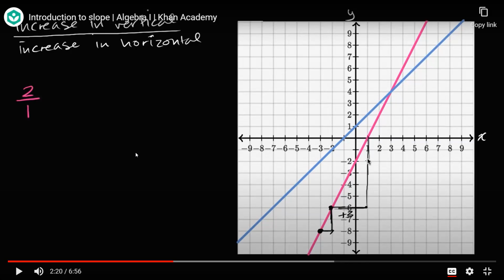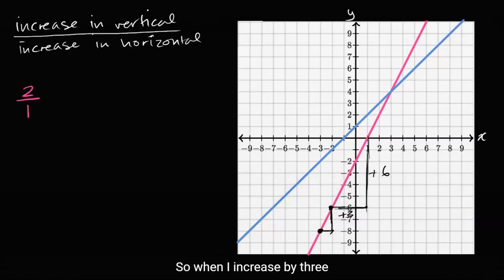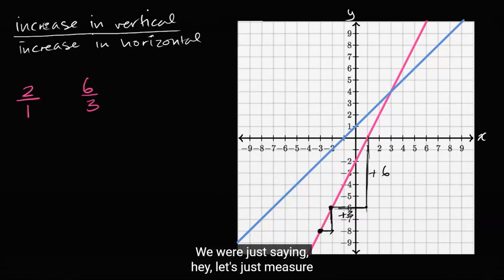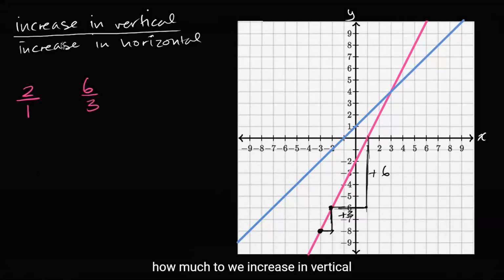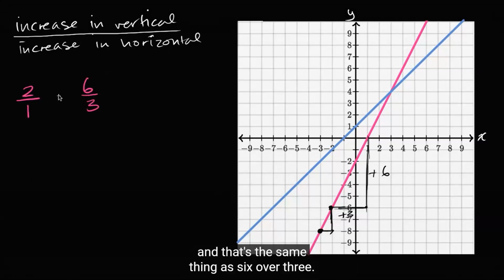So that's why reducing these fractions to their lowest terms, anytime you're dealing with slope, is a good idea. Increase by 6, so plus 6. So when I increase by 3 in the horizontal direction, I increase by 6 in the vertical. We're just saying, hey, let's just measure how much we increase in vertical for a given increase in horizontal. Well, 2 over 1 is just 2, and that's the same thing as 6 over 3.